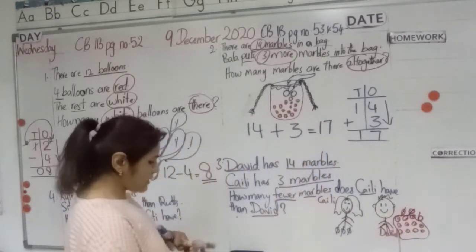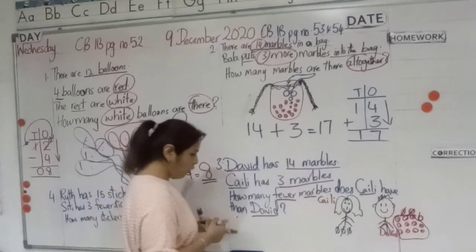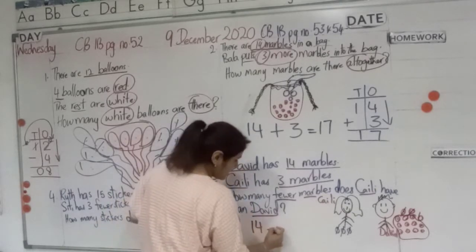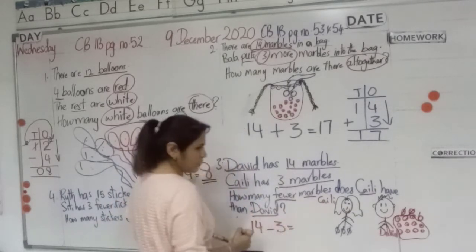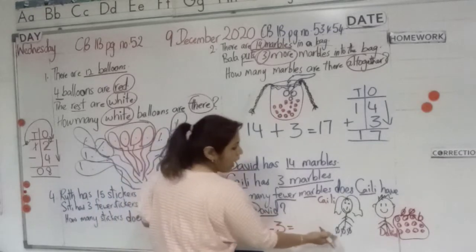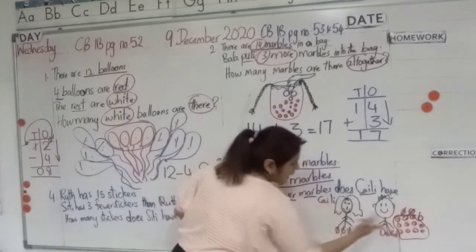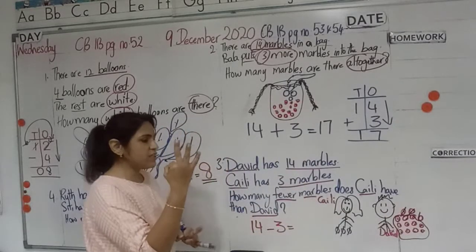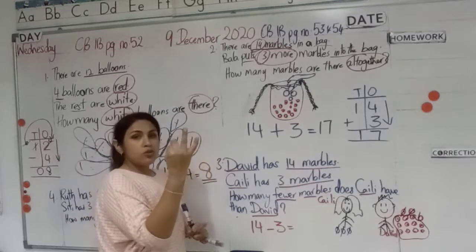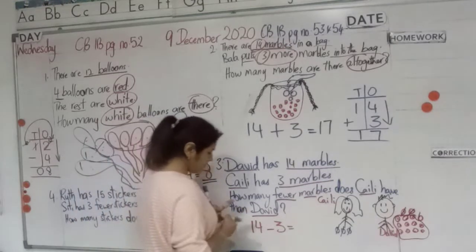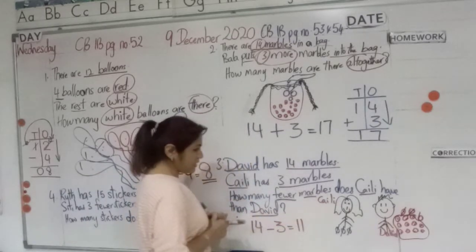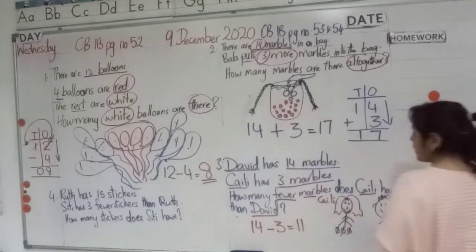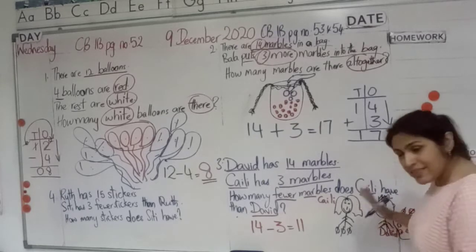Okay, let's do this in a equation form. That is, there are 14 David has, Callie has only 3. So, how many fewer marbles does Callie have? So, 14 minus 3, 14 in your brain, 3 on your fingers, backward count, 13, 12, 11. So, we have got the answer 11. That means Callie has 11 marbles fewer. So, she needs to get 11 more marbles to be same as David.